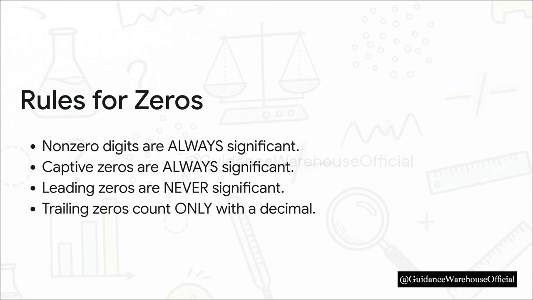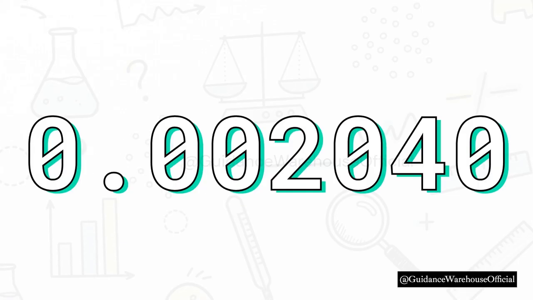I want you to think of leading zeros simply as a GPS. They're just telling the decimal point where to park. They do not add any value to the measurement itself. And finally, trailing zeros, at the very end of a number, are only significant if that number contains a visibly written decimal point. Okay, let's step up to the chalkboard and actually work through a specific number together.